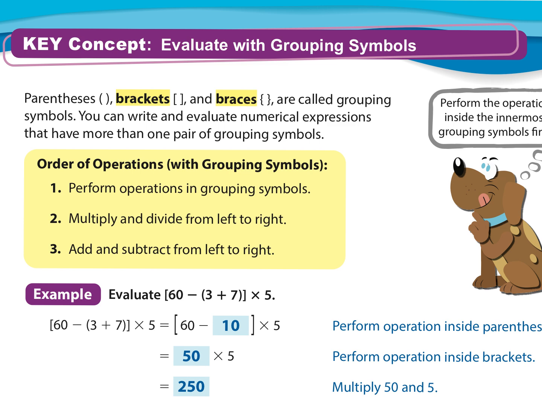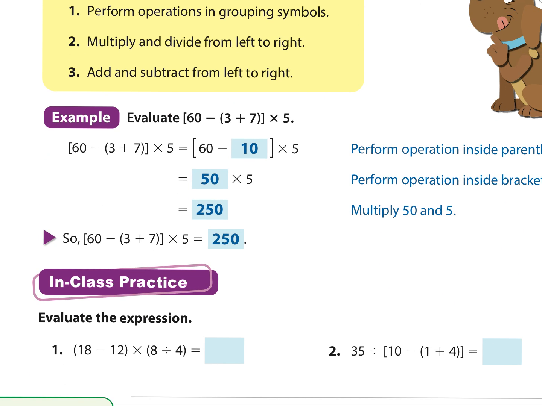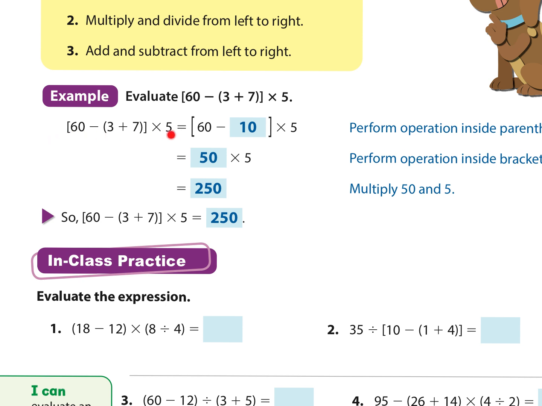So you're going to see this example here. I have this problem in brackets. I have 60 minus, in parentheses, 3 plus 7, close my bracket, times 5. So I'm starting from the inside out. I'm going to do the parentheses inside first, which is 10. Then I'm going to do 60 minus 10, which is 50. And last, I will times 5, which is 250.